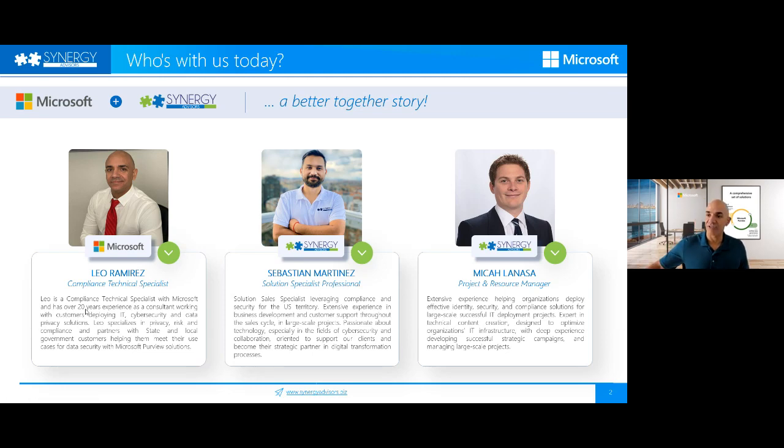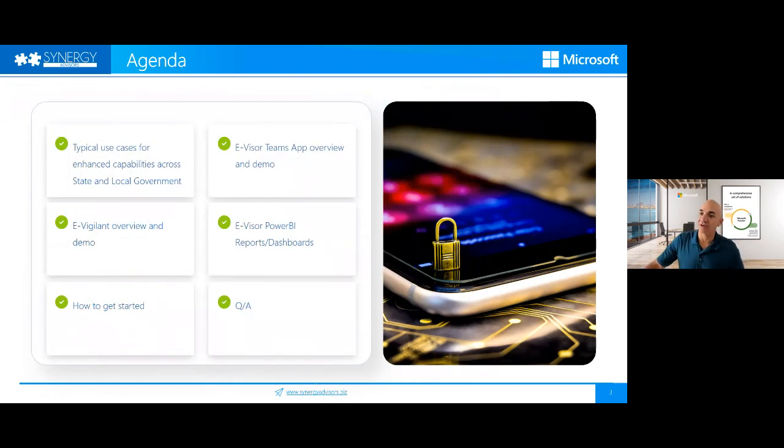Now let's go over to the agenda. We're going to start off today. I'm going to show you some typical use cases that my colleagues and I are seeing across SLG. Then Sebastian and Micah are going to go over the eVisor Teams app. They're going to do a demo as well. Then we're going to talk about the eVigilant overview. They'll also do a demo. And finally, you're going to want to stick around for the discussion on eVisor Power BI dashboards and demo. Then we're going to show you how you can get started, and we're going to do some Q&A.